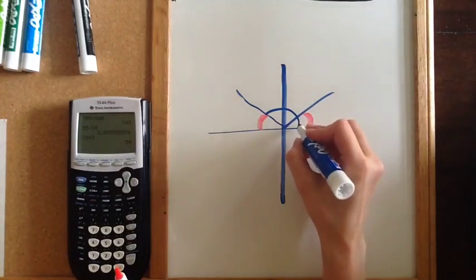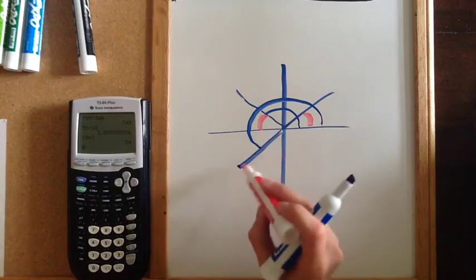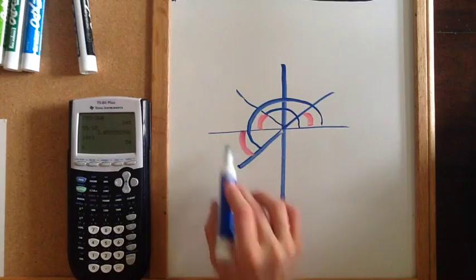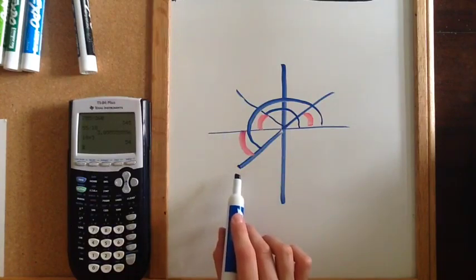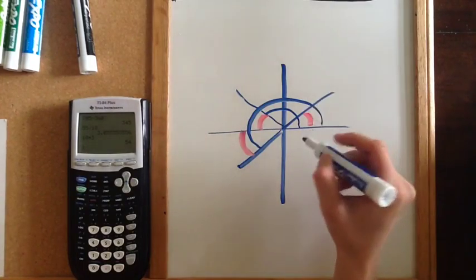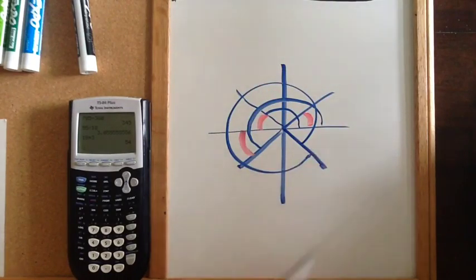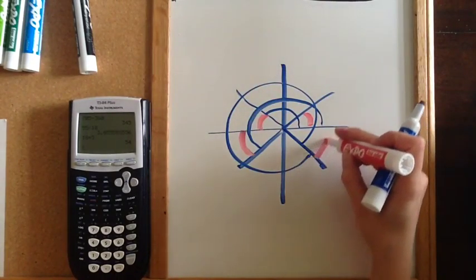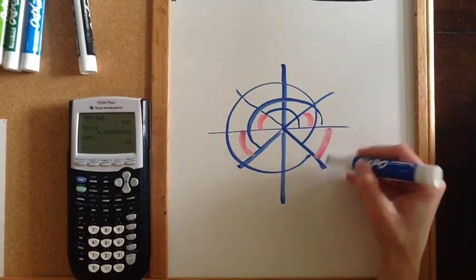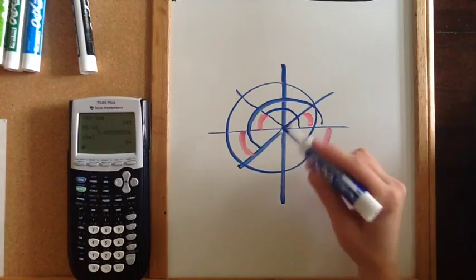And then if we go into the third quadrant, the terminal side to the x-axis is the reference angle. So it's going to be the angle minus 180 or the angle minus pi, depending on which one you're in. Then in the fourth quadrant, since we have this angle, the reference angle is going to be up to the x-axis again. So it's going to be 360 minus the angle, or 2 pi minus the angle.